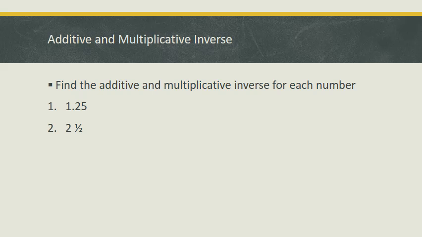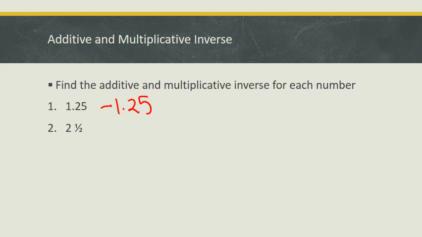So let's see. Here we've got a decimal, 1.25. Well, the additive inverse is going to be, I'm going to write this in red, negative 1.25. Because if I add a positive 1.25 to a negative 1.25, I'm going to get 0. That's going to be the additive inverse.